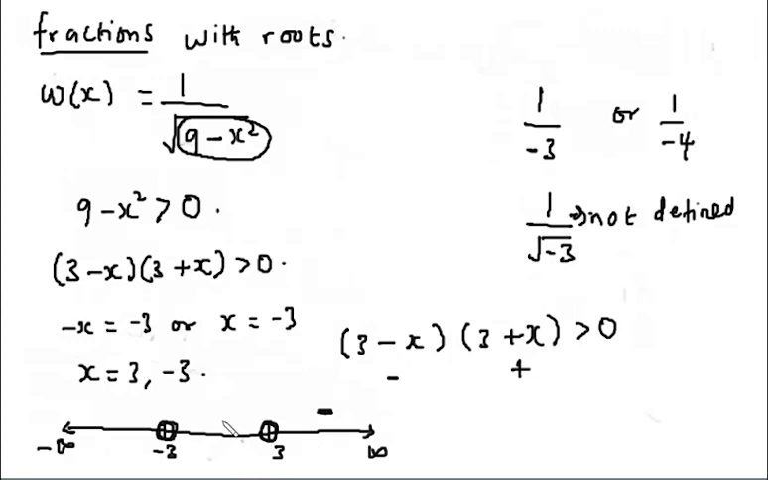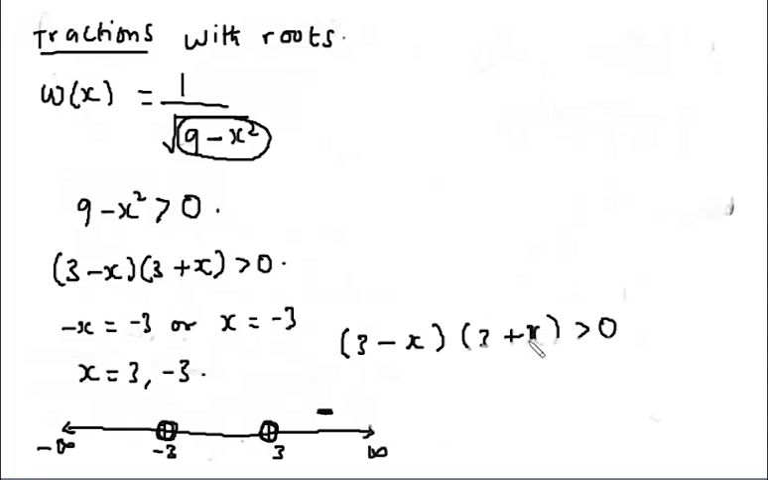And then for this one, between minus 3 and 3, if we pick a number, say 0, let's check the signs we assigned before. So if we pick a number of 0, 3 minus 0 is a positive number, which is 3. And then 3 plus 0 is 3, which is a positive number. So that means that this is positive.